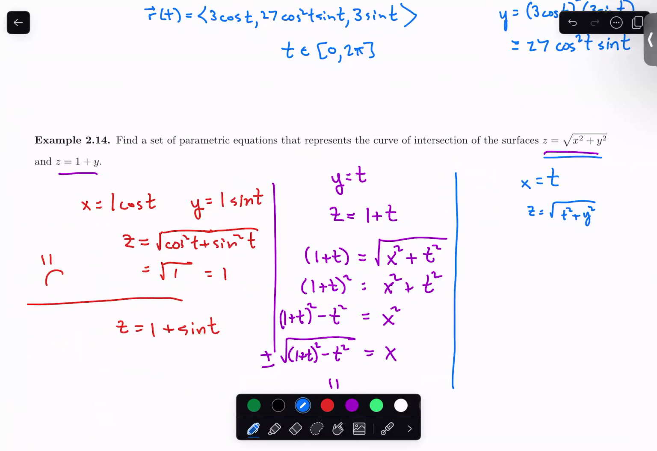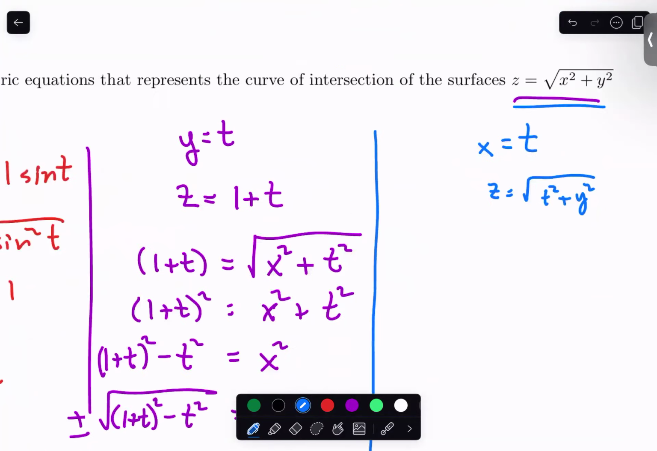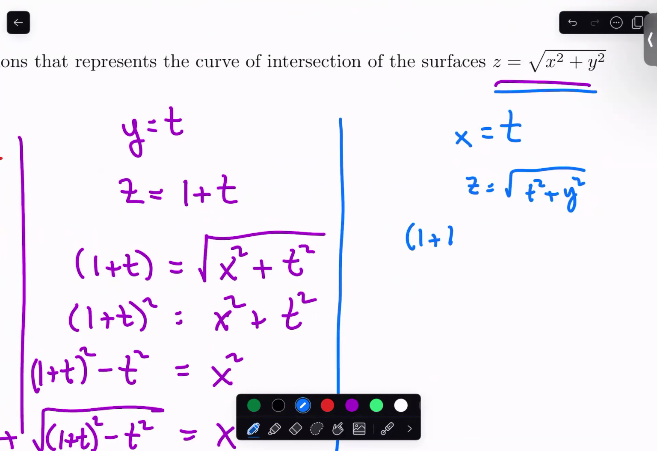Maybe I'm going to substitute it in everywhere I see a z, a 1 plus y. Okay? 1 plus y. Okay, so now hopefully I can solve for y by itself. So again, let's square both sides. I'm going to expand this out this time.